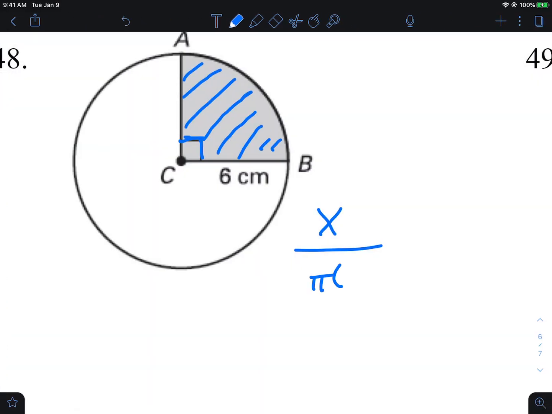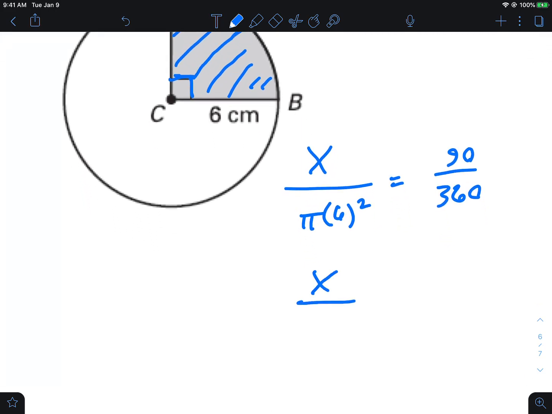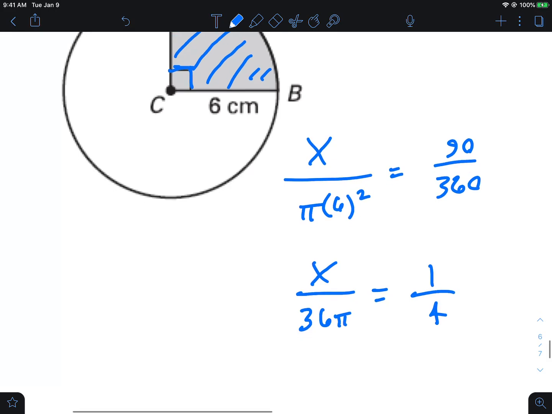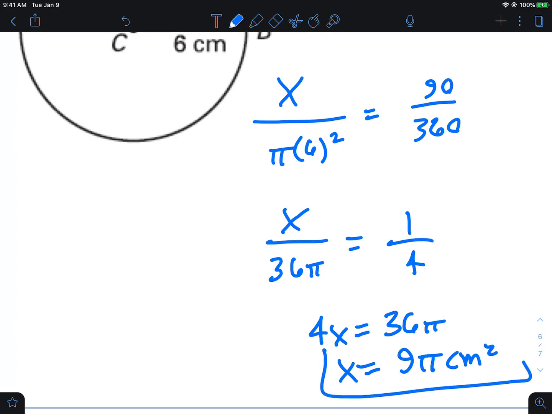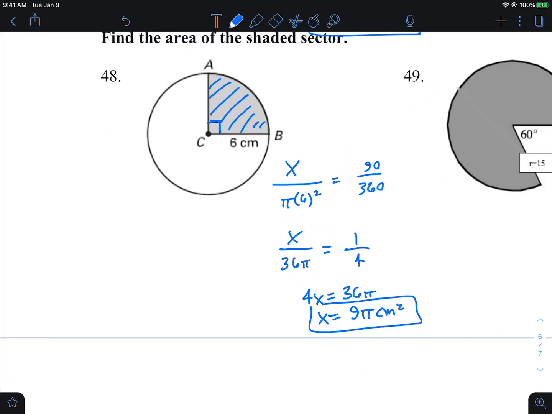Pi r squared, which would be 6 squared. And then 90 over 360. This would be 36 pi. 90 over 360, if you want to reduce it now, you can. It'd be 1/4. If not, then just cross multiply. You should still be fine. And after you divide, remember, don't type in pi into the calculator on this one here. This will get you 9 pi, and then that was in centimeters squared. That'd be your area there.